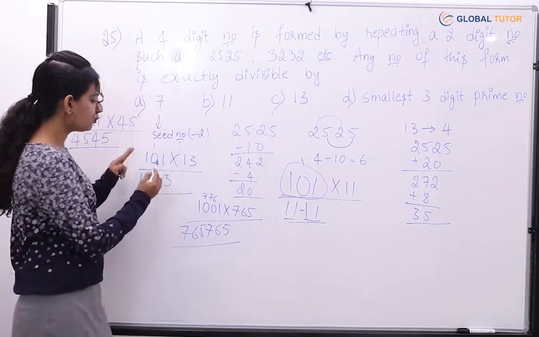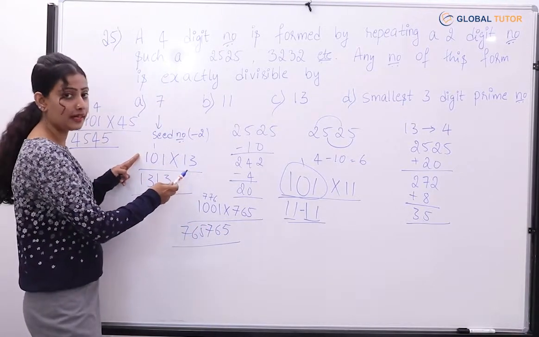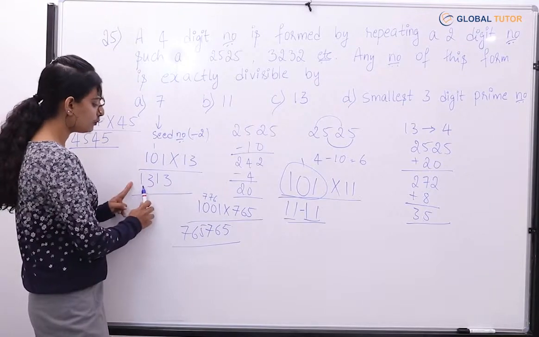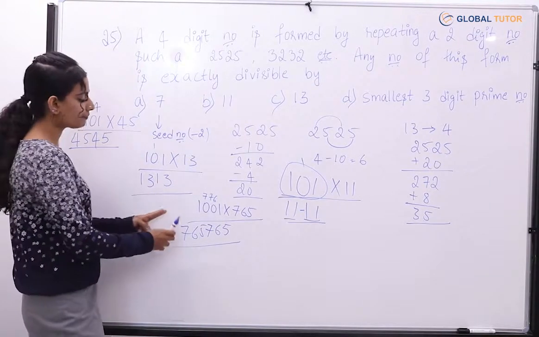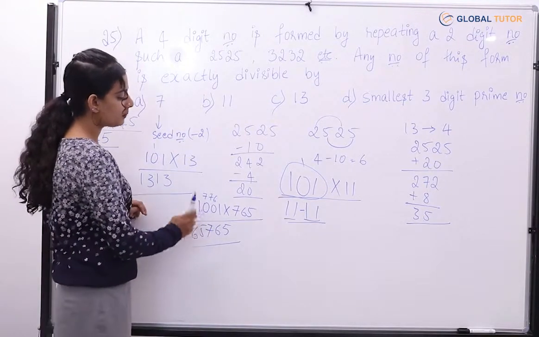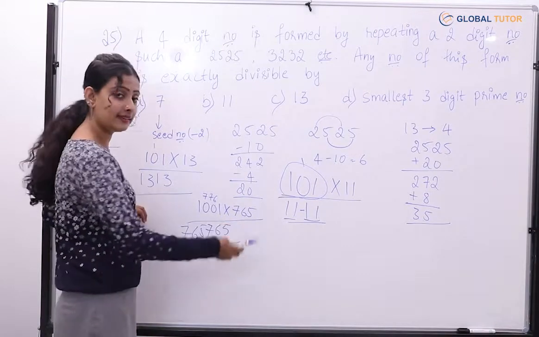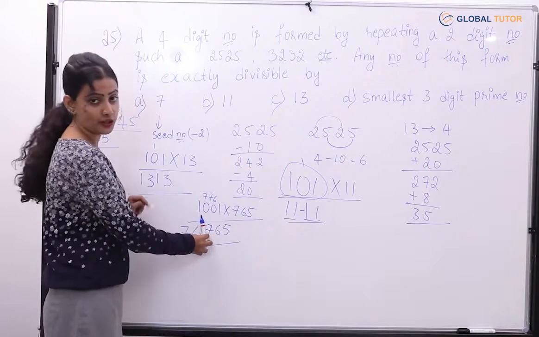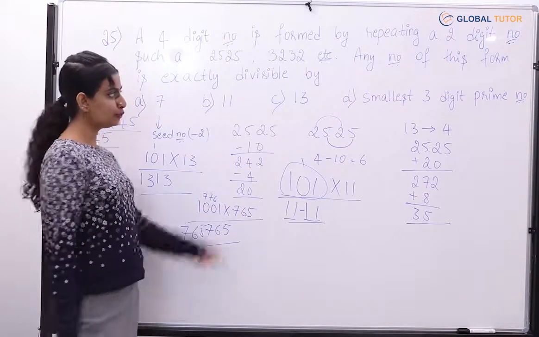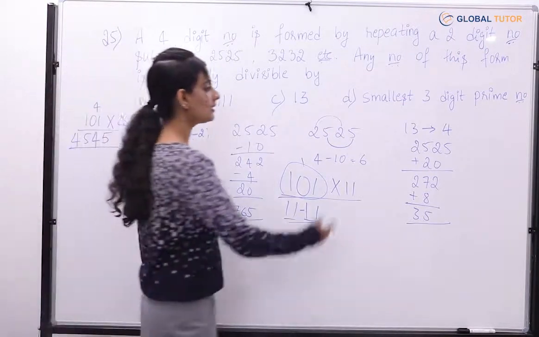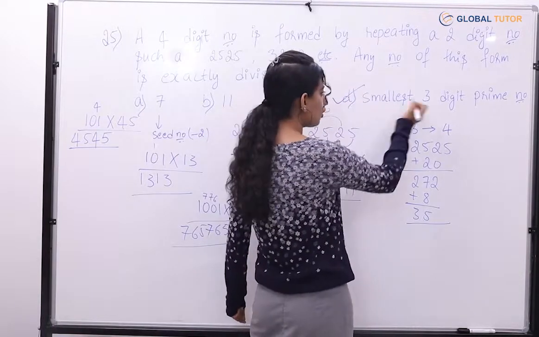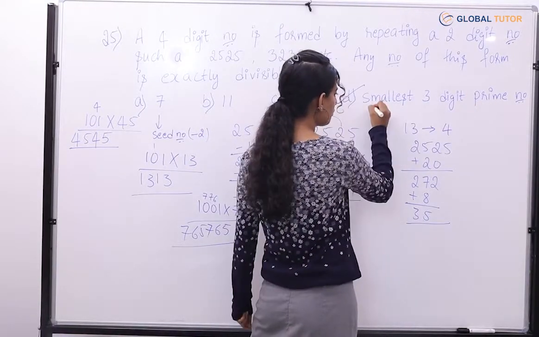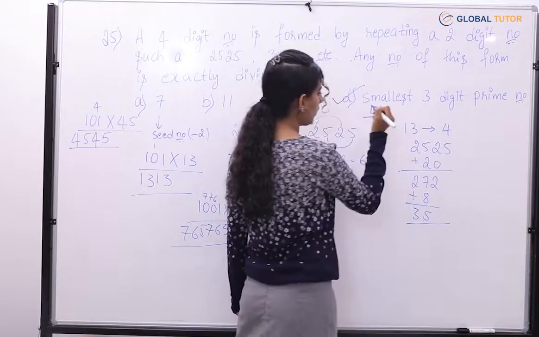So here 101 multiplied by any 2-digit number will have a pattern of 2-digit and 2-digit. Here 1001 multiplied with any 3-digit number will have a pattern of 3-digit and 3-digit. So for the given question, answer is option D, the smallest 3-digit prime number, which is 101.